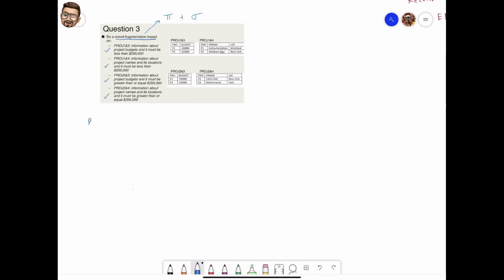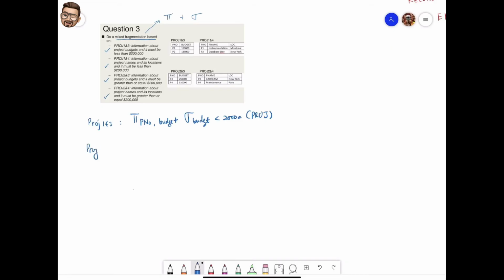Okay, so let's take a look at the first one first. Project 1 and 3. So this is the fragment name. Information about project budgets. So we only select, from project, P number and budget, and it must be less than 200k. So we select budget less than 200k from which table? Project. So you do mixed fragmentation over here, the projection and selection.